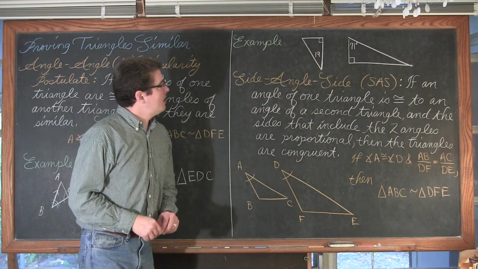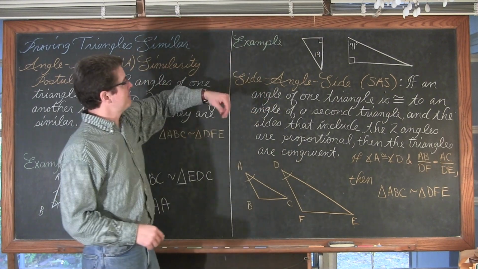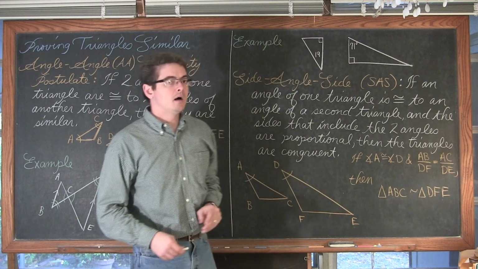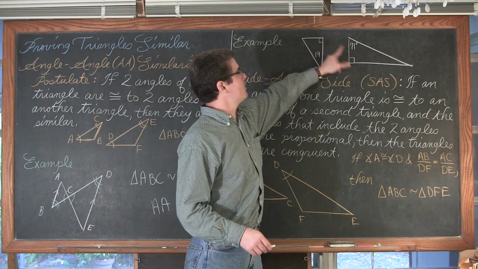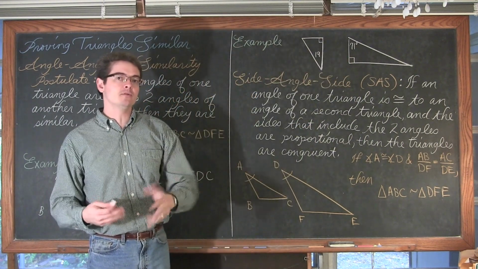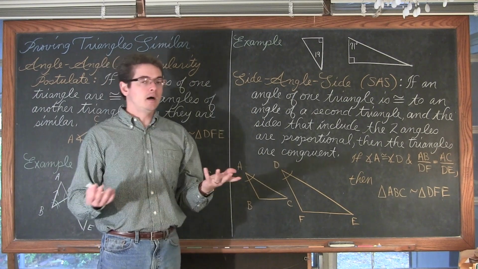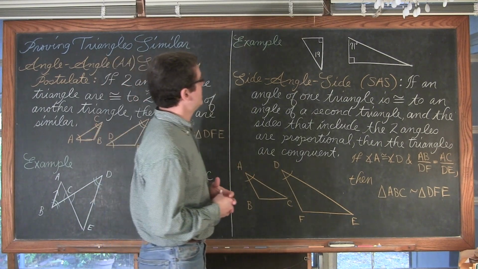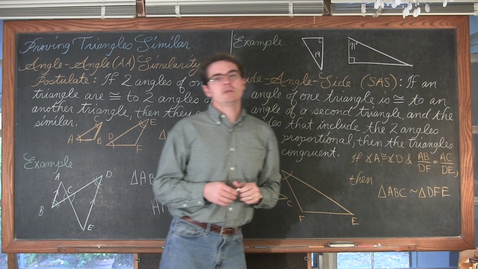Over here, we have another example. We have two right triangles. We have, of course, one pair of congruent angles already because they're both right angles, and all right angles are 90 degrees, and thus they're automatically going to be congruent. But I have 19 degrees and 71 degrees identified.